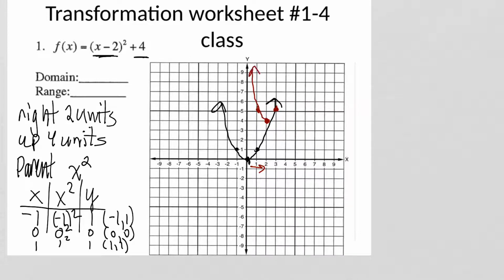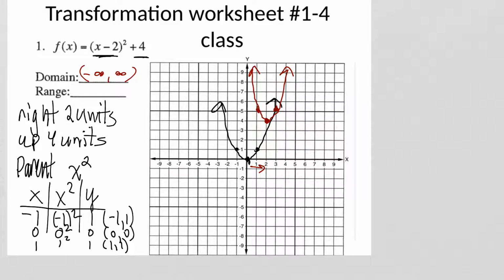So the one in red is my transform graph. All right, we need the domain and range of the red graph, the transform graph. The domain is your input, your x's. Well, I have all possible x's because the width could get wider and wider as it goes up. So my domain is going to be negative infinity to positive infinity.